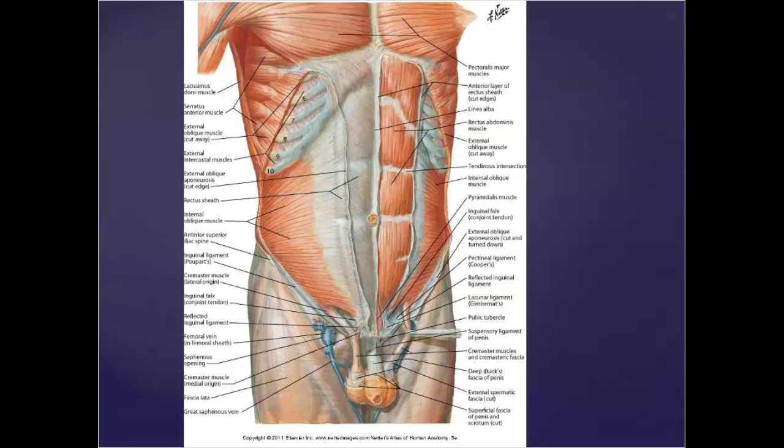So, as a review here, we looked last time at the spermatic cord exiting the inguinal canal through the superficial inguinal ring, right about here, as it continues down into the scrotum.